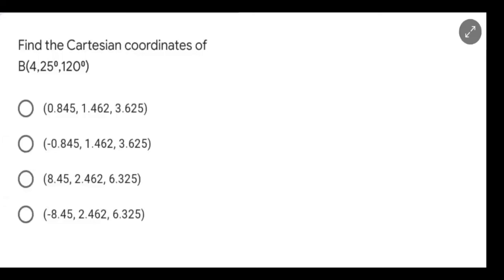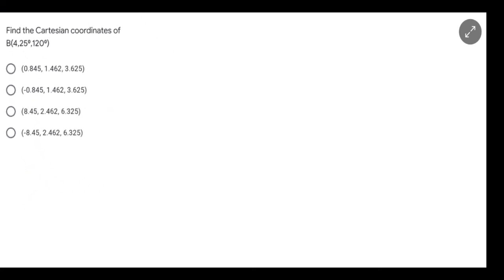Now we solve the questions on the basis of the spherical coordinate. In the previous lecture of spherical coordinate, we gave three questions on the conversion of spherical to Cartesian and Cartesian to spherical. Now we solve the first question. First we revise what the spherical coordinate is.